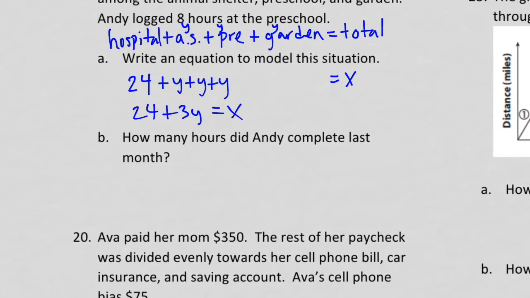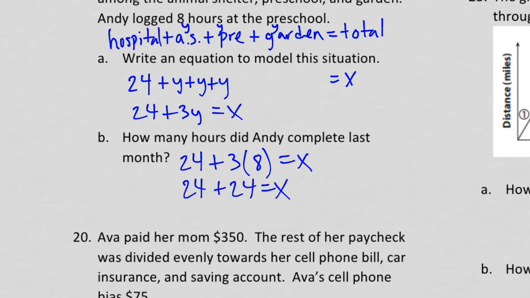B, how many hours did Andy complete last month? We know because they told us how many hours he logged at the preschool. So if he logged 8 hours at the preschool, that means the same number for this, the same number for this. So just plug in 8 right there, and you're done. 24 plus 3 times 8 equals X. 24 plus 24 equals X. So his grand total was 48 hours.